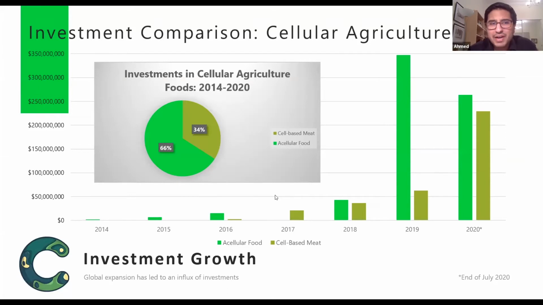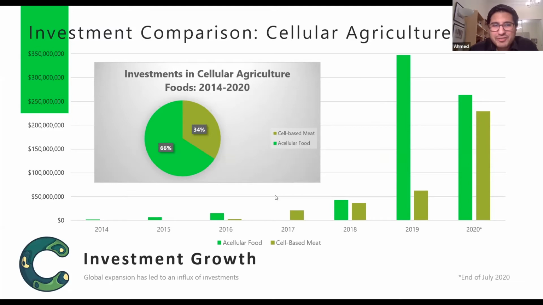So this slide breaks down the number of cell agriculture food investments into acellular food companies and cell-based meat companies. While investments in cell-based meat companies have grown steadily year over year, the reality is that the large investment sizes in cell-based meats are still second to acellular food companies that have raised large amounts of capital, like Perfect Day, Clara Foods, Motif Foodworks, and Geltor.